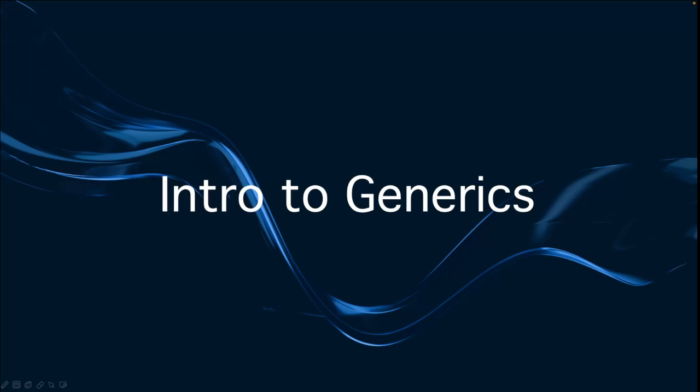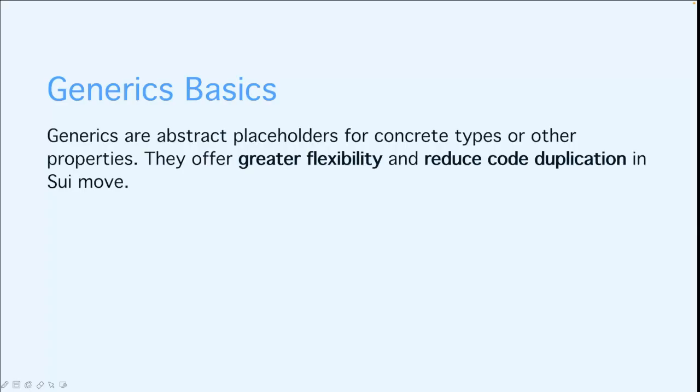Okay, let's start with an introduction to generics. Generics are abstract placeholders for concrete types or other properties. They offer greater flexibility and reduce code duplication in Sui Move. Generics are commonly used in library code, such as in Vector, to declare code that works over any possible instantiation.